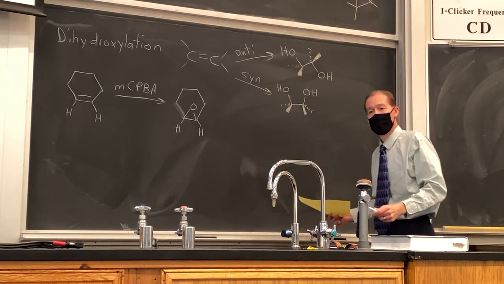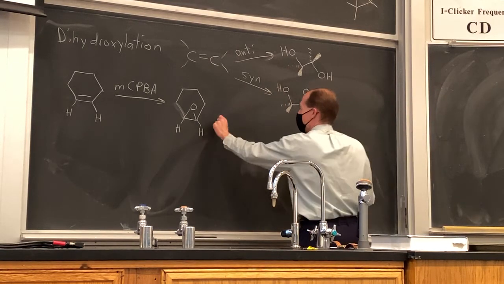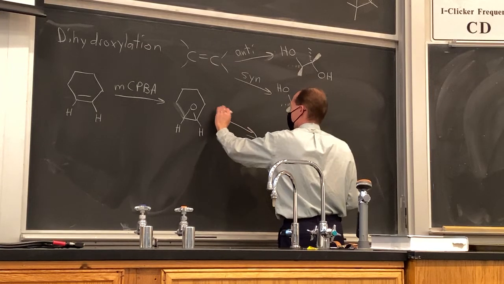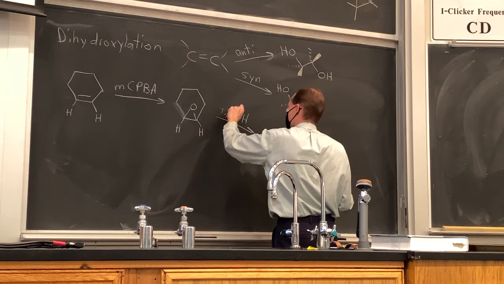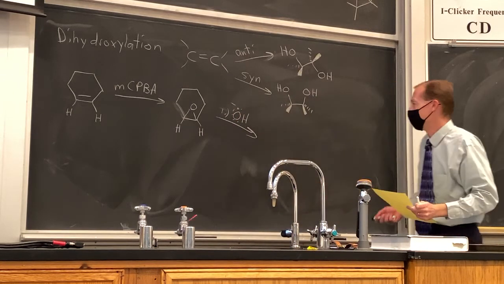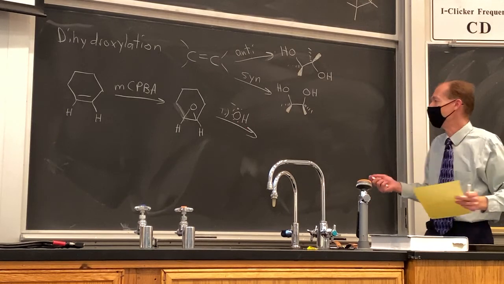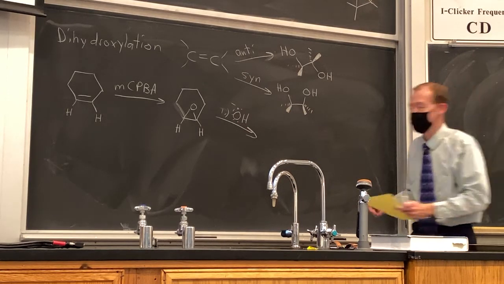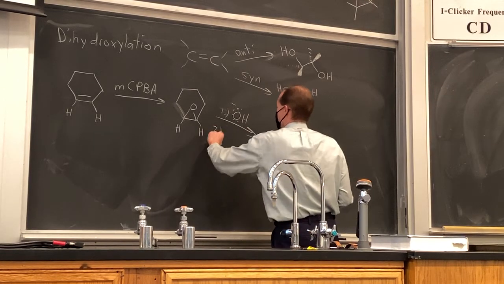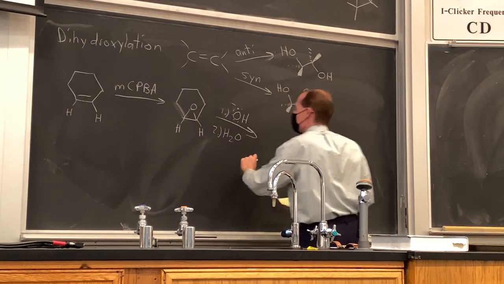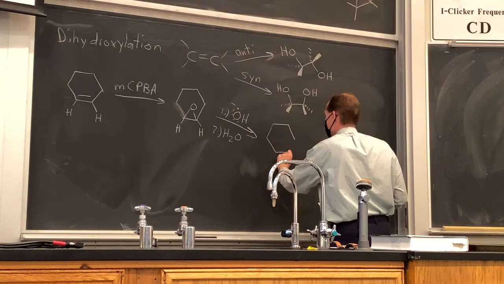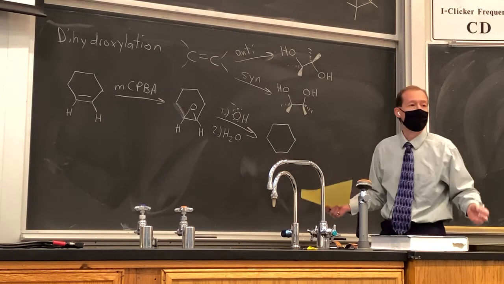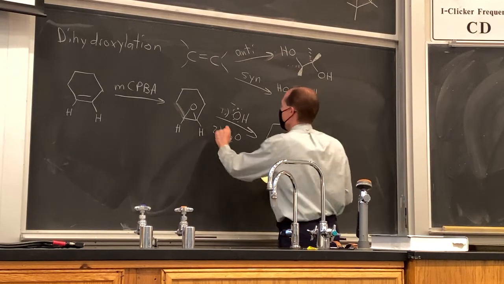And then we are going to react the epoxide with hydroxide. We know that hydroxide is a strong nucleophile that will open our epoxide. And then we have to add water in the second step to protonate. And that's going to give us our diol product.